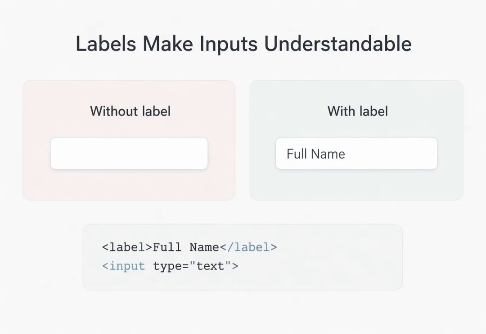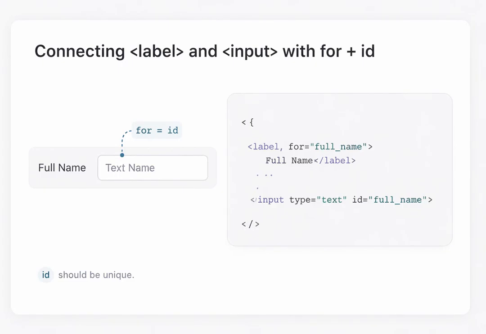If you only place input boxes, the user may not know what each box is for. Labels solve that by describing the purpose, like full name or email. Labels are for clarity on the page, but by themselves, they don't fully connect the input to a specific identifier unless we use for and ID. To connect a label and an input, the label's for value must exactly match the input's ID. The ID should be unique on the page. Visually, it might not look different immediately, but this connection becomes very important for usability and for later development work.